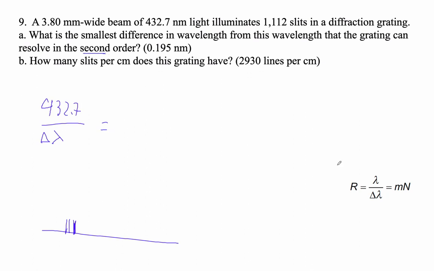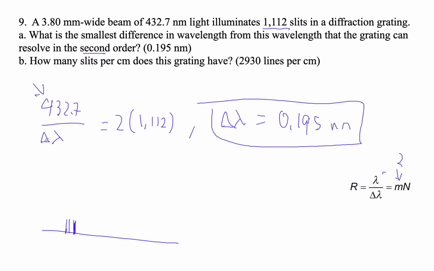Second order. Okay. So m is going to be 2. That's our wavelength, right? So we're going to go second order, and then it's 1,112. And then we can solve for that delta lambda, right? So I'm going to go 432.7, and basically just divide by this, so divided by 2 divided by 1112. And I get that delta lambda is equal to 0.19455, so 0.195 nanometers. Notice I put nanometers in here, so this will come out as nanometers, which is just fine. That's what you want.